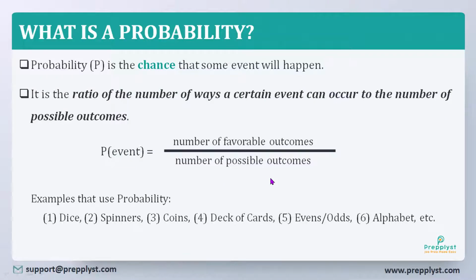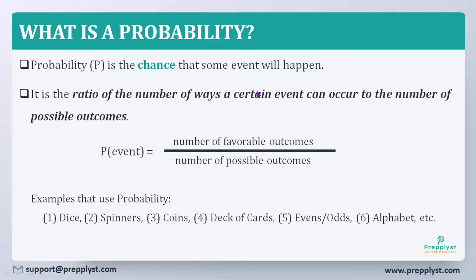Now, what is probability? You must have often heard this. Suppose somebody asked you, are you going to come to the office today? Maybe, I'm not sure. So you want to know what are the chances that he would be coming to the office. That means there is a probability that he may come or he may not come. So what is a probability? It's a chance that some event will happen.